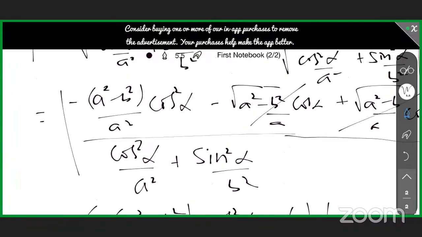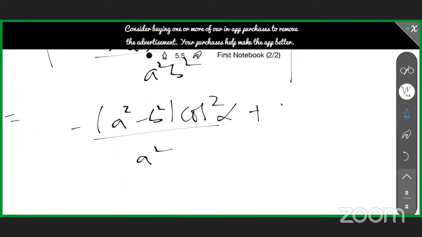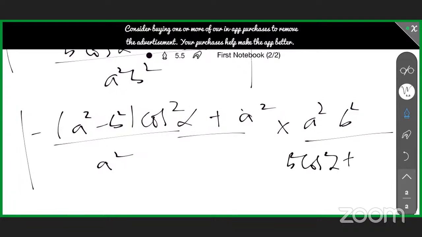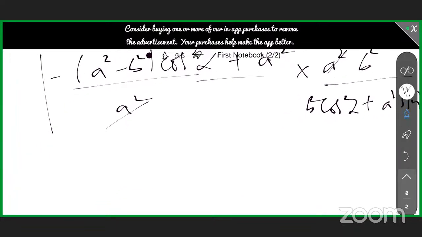Is it minus 1 or plus 1 in the top? Plus 1. Yes, plus 1. So it will be plus A square. So this will be whole divided by. If I take this as cross multiplication, that is equal to A square B square whole divided by. What is left out in the denominator is B square cos square alpha plus A square sin square alpha. This A square gets cancelled. Mod is there. Now simplify this one.